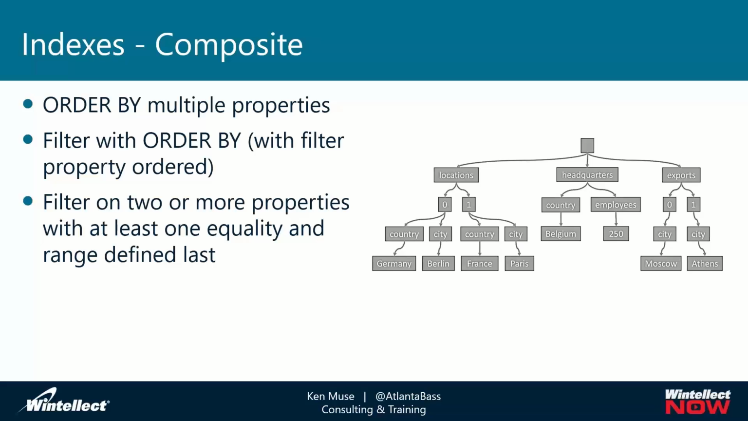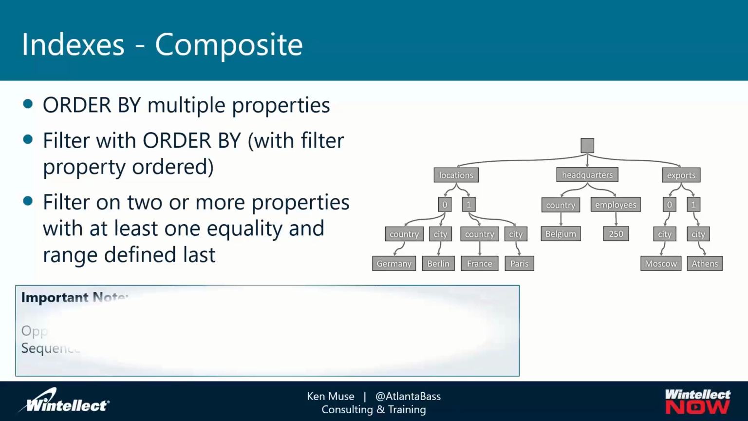because it's going to place those things together in the index. You really want to make sure it's two or more properties, at least one of them has an equality, this equals that, and that in your queries, any range operations are defined last. If you follow those rules, then you'll generally see that the index gets hit and you get better performance.